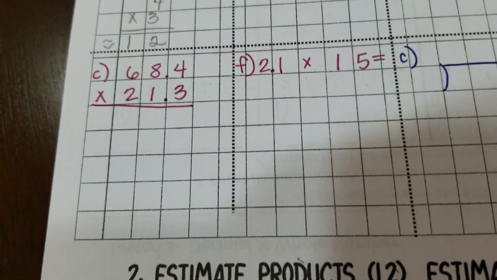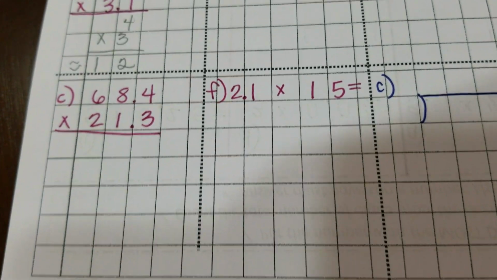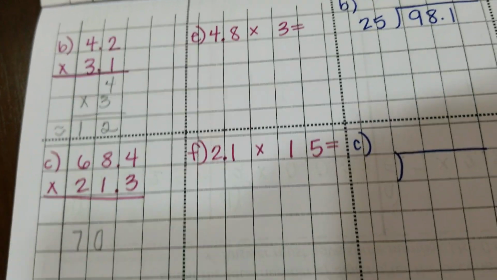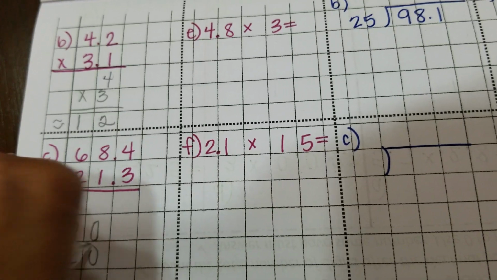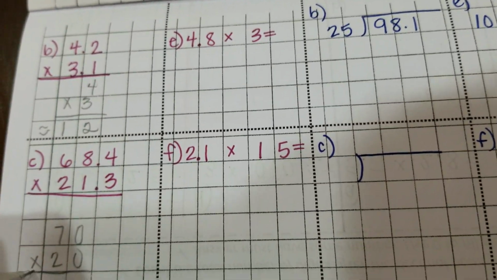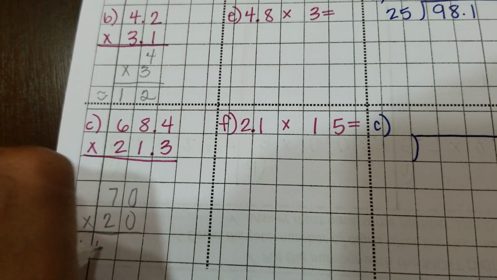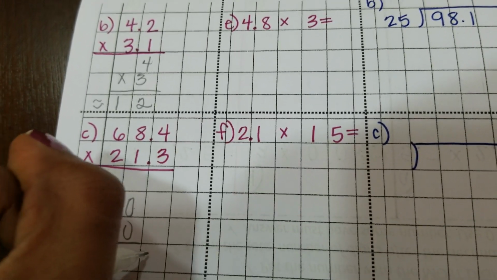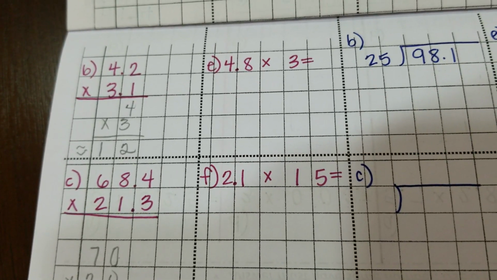When we get to the larger numbers, we still only want 1 digit and zeros. So we're going to make this 68.4 a 70. We're going to make this 21.3 a 20 and multiply. 7 times 2 is 14, and there are 2 zeros in our problem, so we're going to add 2 zeros to our answer. So it's approximately 1400.